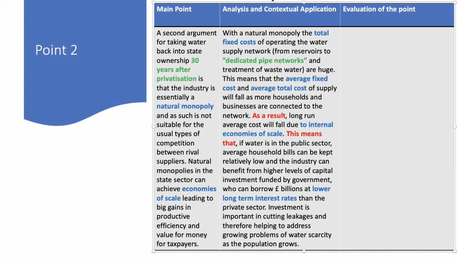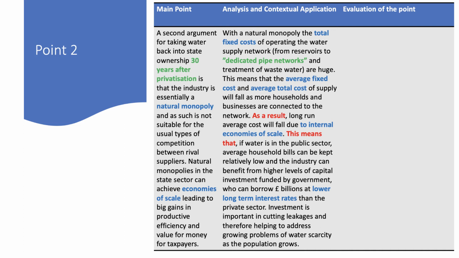The fixed costs of operating the network are high. This means that the average fixed cost falls as more households and businesses connect to the network. As a result, there are big internal economies of scale, and that means if the water is in the public sector, you can keep bills fairly low, and also the government can fund the investment. The government can borrow more cheaply, perhaps, than the private sector can.